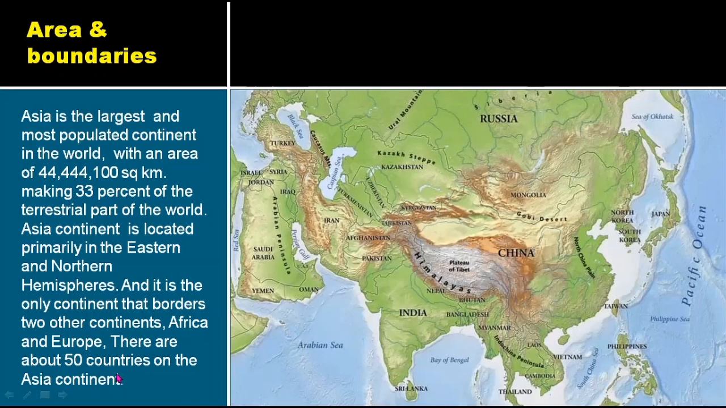So there are about 50 countries on the Asia continent. Sometimes you will find 50, sometimes you will find 49 countries. So you can see here the map of Asia, that it has 49 or 50 countries, and it is covering 33% of the total area of the world.